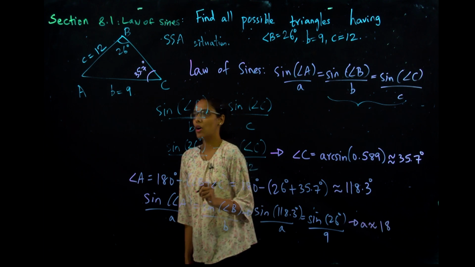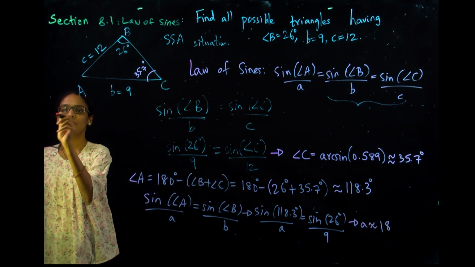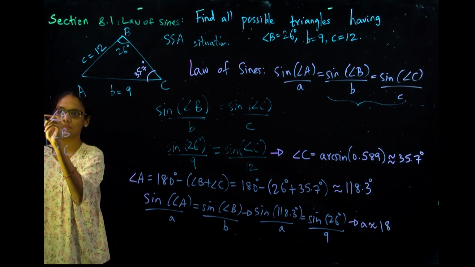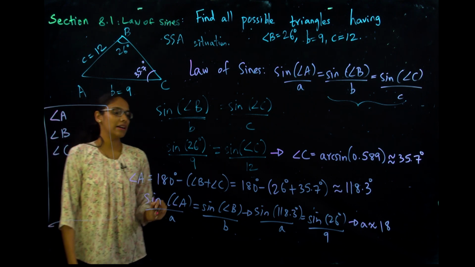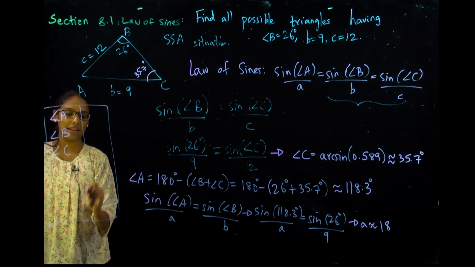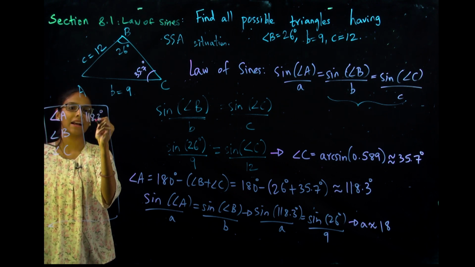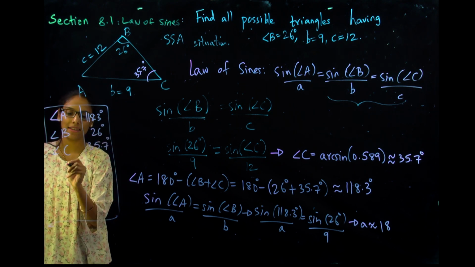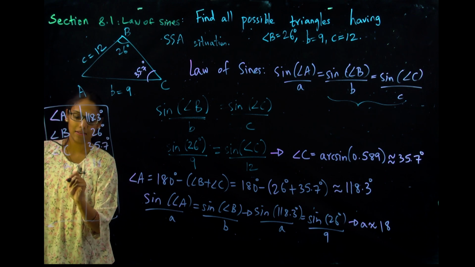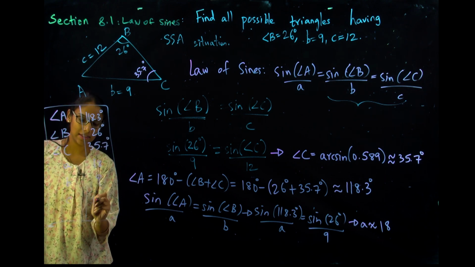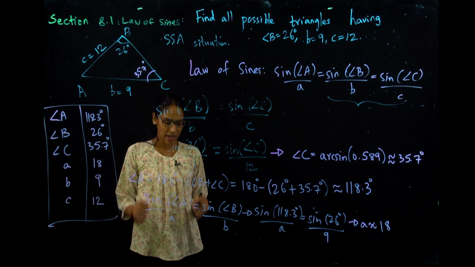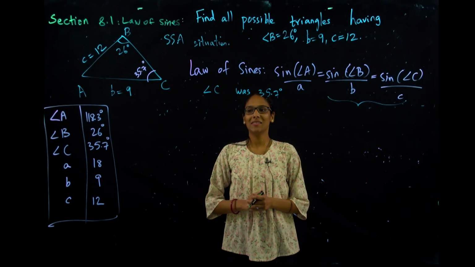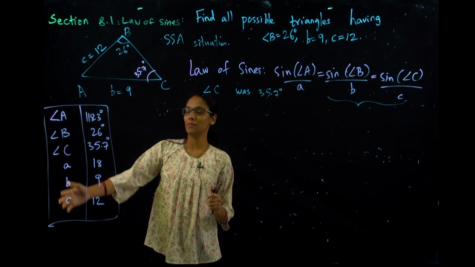And thus, we have got one set of solutions here, which consists of angle A, angle B, angle C. Let's make the table here. Angle A we found out was 118.3 degrees. Angle B given to us is 26 degrees. Angle C we found out 35.7 degrees. Side a is 18, side b 9, and side c 12. That's one possible triangle. Let's check if there is another triangle also here. So this is the first possible triangle.